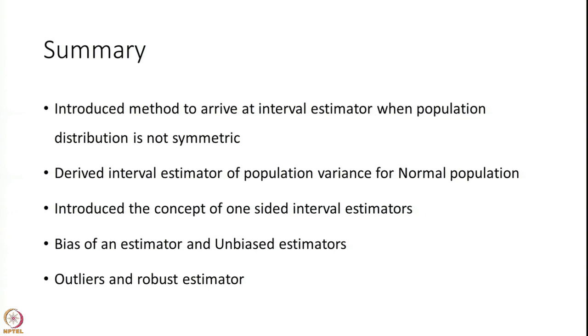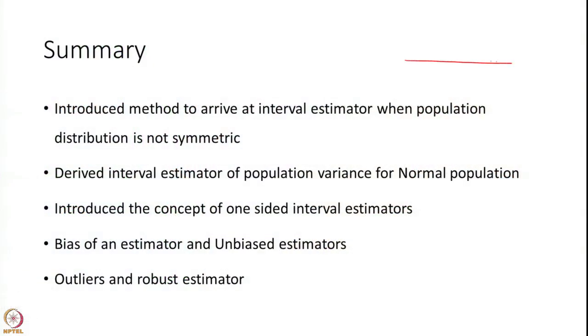So, let us summarize. We introduced methods to arrive at an interval estimator when the population distribution is not symmetric. We tried to explain it in very general terms, but we immediately gave a specific example of the chi-square distribution. We also explained how to find what is also known as the cutoff value. I did not use this term, but whenever you find the values, let me write it down here. When you are trying to find values A and B such that the probability of A less than the statistic less than B is 1 minus alpha, then A and B are called cutoff values. We look for them in the respective distribution tables.